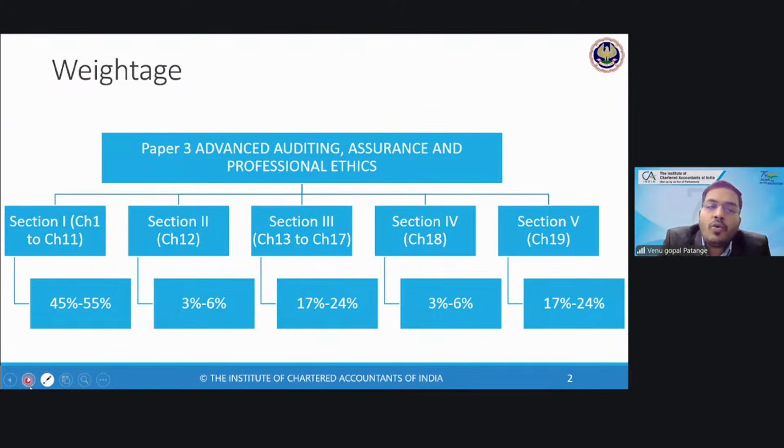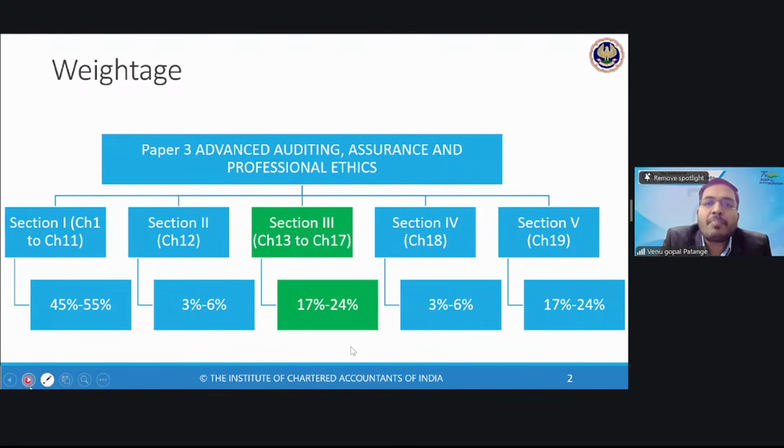As you all know, paper 3 has been divided into 5 sections, and the third section, where chapter 15 belongs, has 17% to 24%. Every chapter will get 3 to 5% on an average. So today we are covering chapter 15, which is part of section 3. The weightage is around 3 to 5 marks.